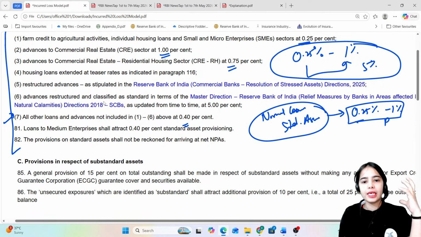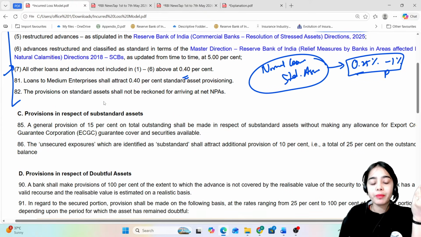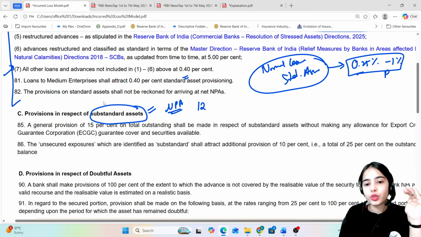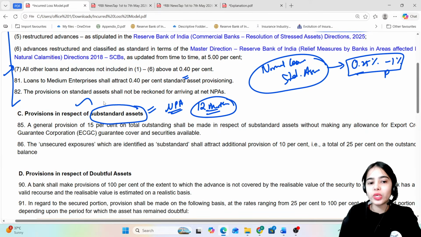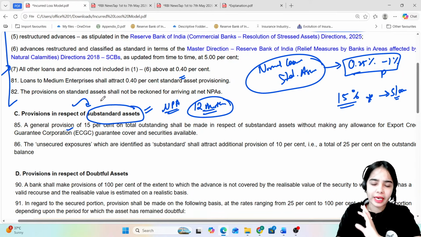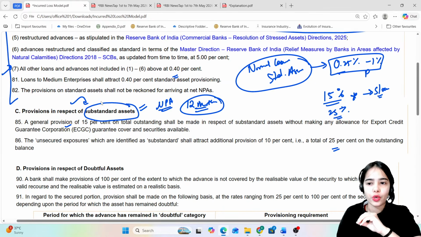Now, as the loan becomes a substandard asset, not NPA, we are talking about the substandard asset. When the loan has become a substandard asset, that means the loan is in the NPA category for up to 12 months. Then a general provision of 15% has to be maintained for the secured portion of the loan, secured by the collateral, and 25% of provisions for the portion of the loan that is unsecured.